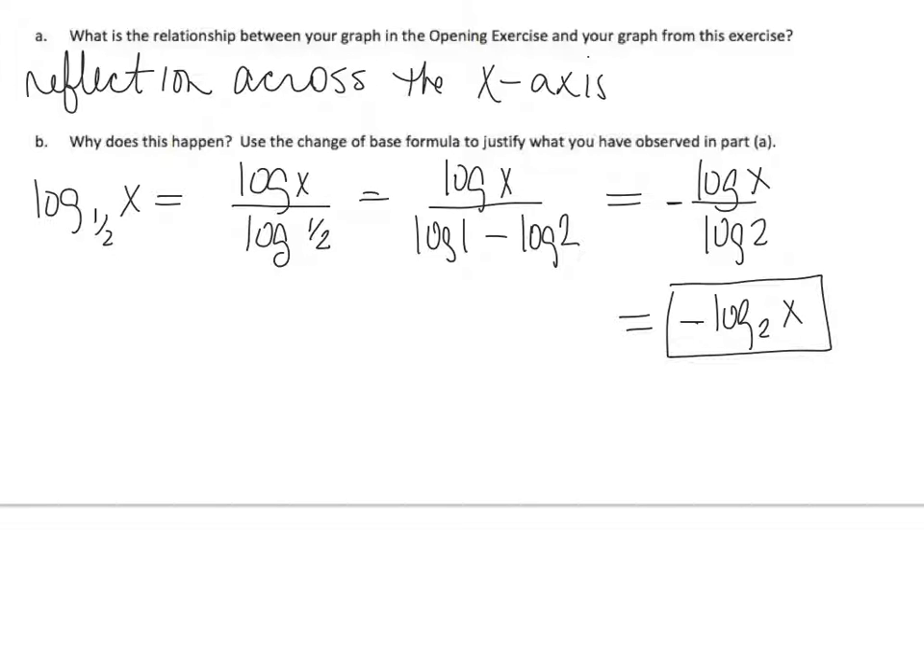So I have log base 1/2 of x is equal to negative log base 2 of x. So that's why you see that this is a reflection. Because remember, when you put a negative in front of a function, it becomes a reflection over the x-axis. So I've got a negative in front of log base 2 of x, so it's a reflection over the x-axis of the log base 2 one. Pretty cool.